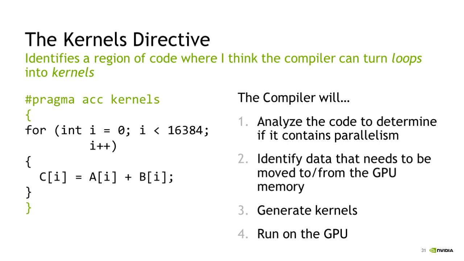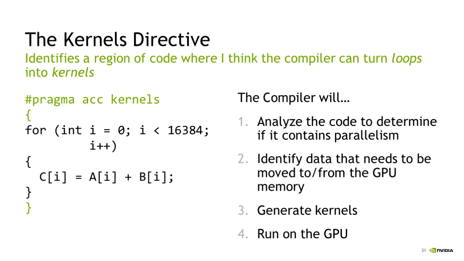It will also look at it and figure out what data needs to be moved to the GPU. It's going to figure out that A and B need to be copied over to the GPU before I can perform my calculation. And after I'm done, I need to copy C back to the CPU. All of that is managed for me by this directive. And of course, lastly, it will generate my kernel, and it will figure out how to run that on the GPU. So all I have to do is point it to where the parallelism is. In this case, point it to this loop. That's how the kernels directive works.